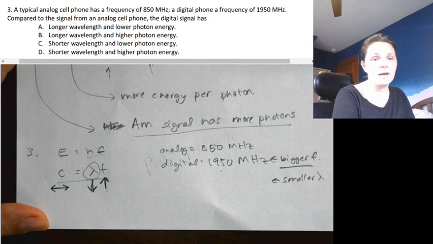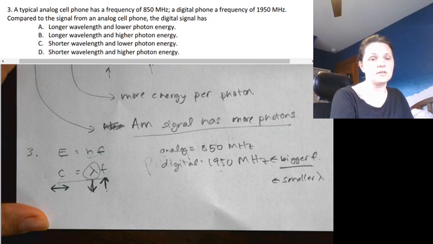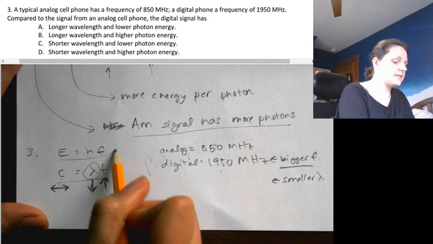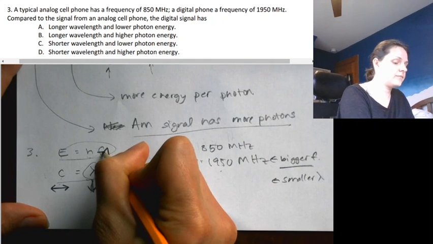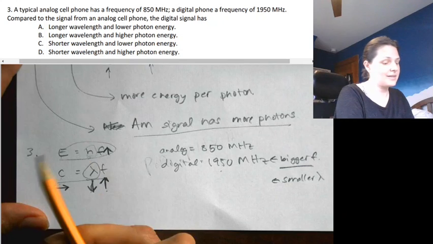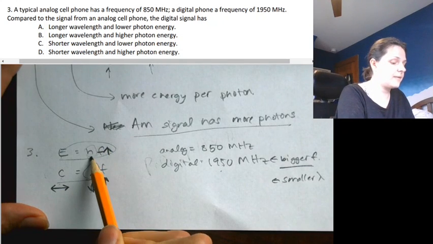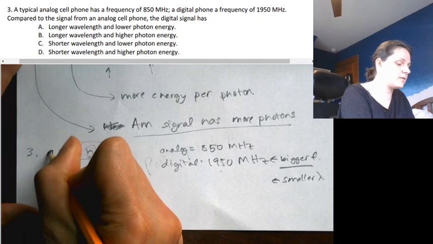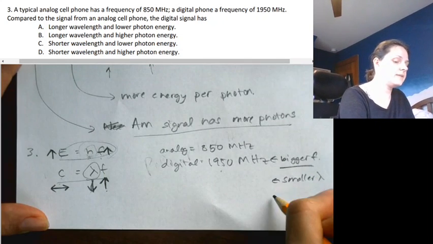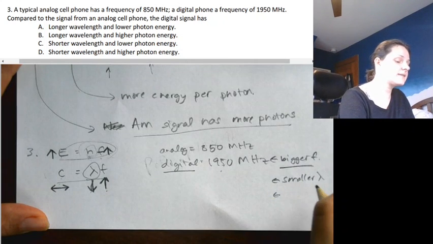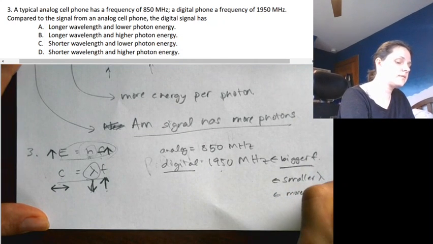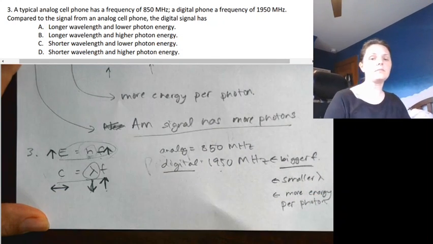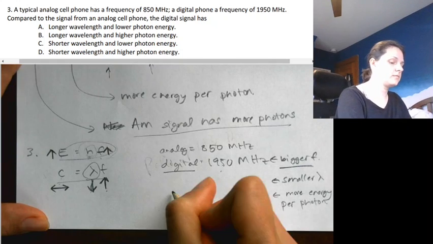Okay, so we can cross off A and B. We know the digital signal has a shorter wavelength. And now we return for the second half of this. It has a bigger F. H is a constant, something times 10 to the negative 34, I believe, so this doesn't change. If the right-hand side of this equation gets bigger, that must mean the left-hand side of the equation gets bigger. So smaller lambda, and the digital also has more energy per photon. And that looks like D there.